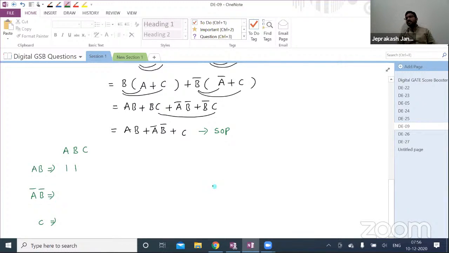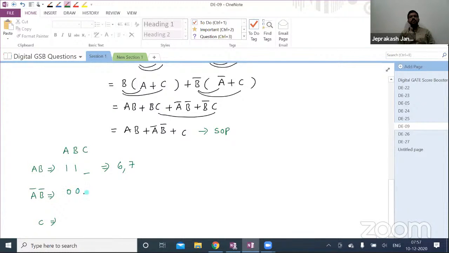Yes, very good, Tarun. Option B is the correct one. So here AB means A value 1, B value 1. C value can be 0 or 1. Two minterms you will get. That means 6 and 7.